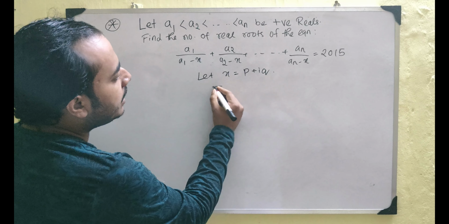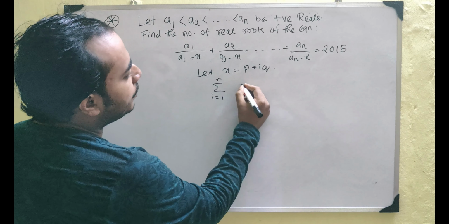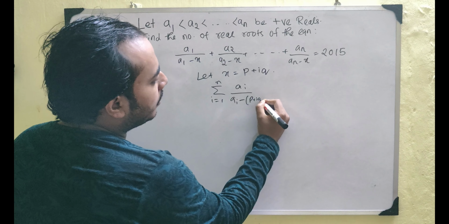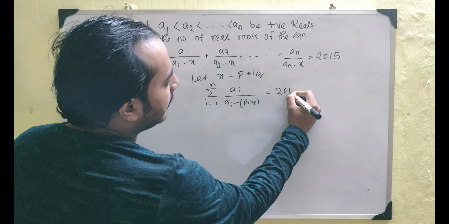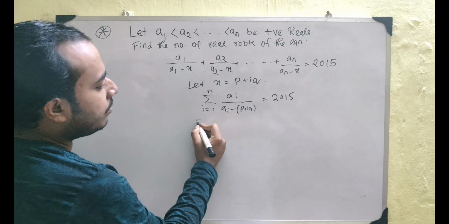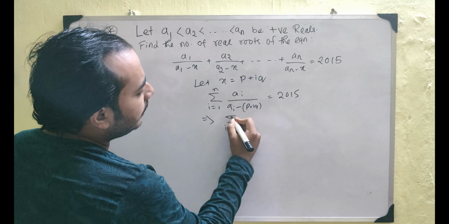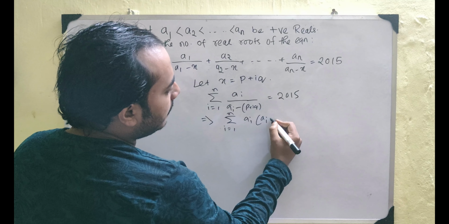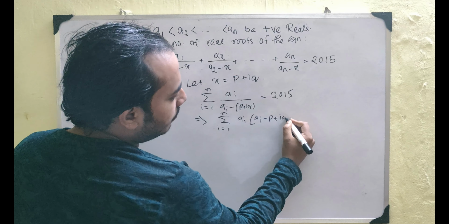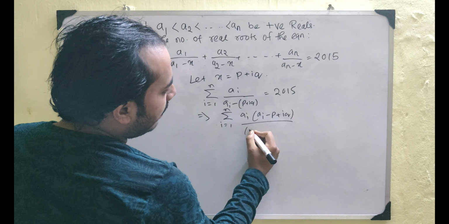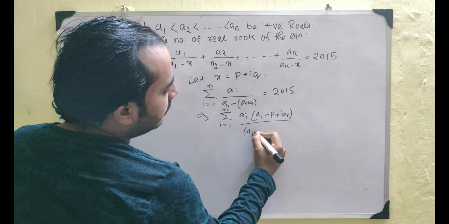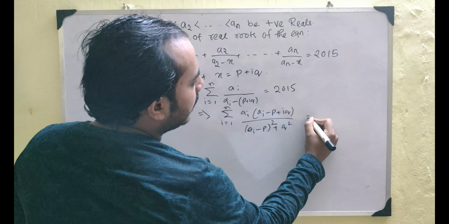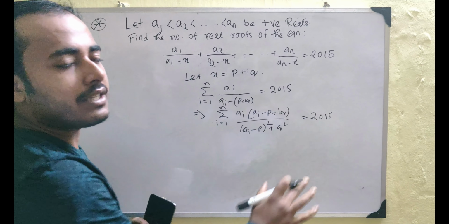So if you put this in, it can be written as the sum from i equals 1 to n of ai by ai minus (p plus iq), because the root must satisfy the equation, correct? So this should be there. Now this should give you the sum from i equals 1 to n of ai times the conjugate of this, which is simply ai minus p plus iq, and here you will have, I think, ai minus p whole square plus q square, equals 2015. This much is clear, correct?